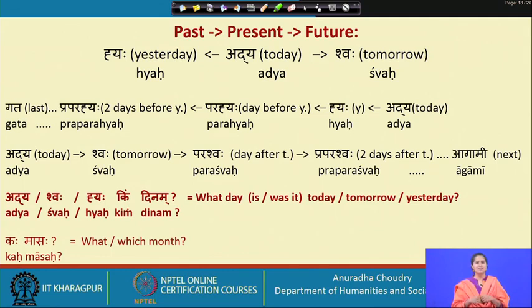Now let's look at a timeline in terms of how far back you can go. So in English you can say today, yesterday, day before yesterday. So you cover 3 days. You can't really say the day before the day before yesterday. It starts sounding very awkward. In Sanskrit, we can take it even further. So you could say adya, today, hyaha, yesterday, parahyaha, day before yesterday, and praparahyaha, the day before the day before yesterday.